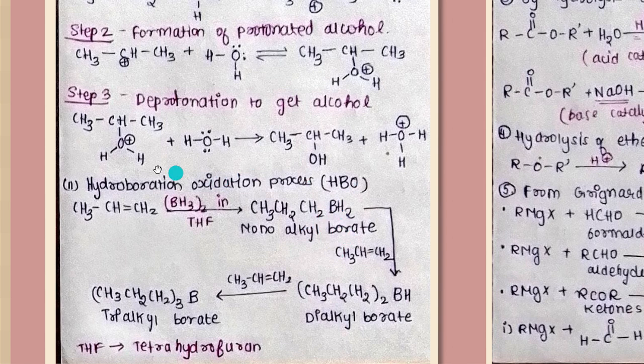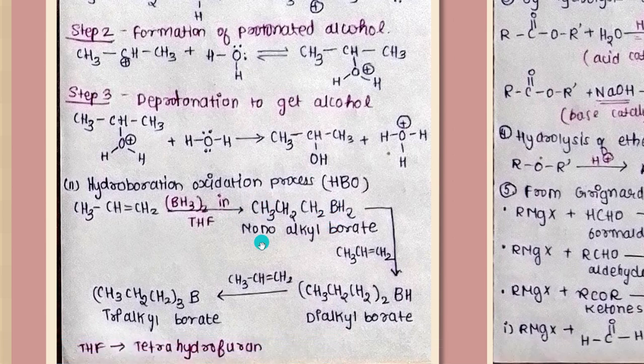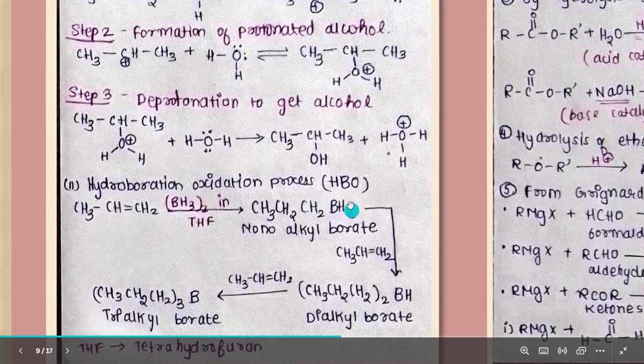Again, if we add the same alkene group to this monoalkyl borate, we will get a dialkyl borate. Again, this alkyl group will replace one more hydrogen out of this H2 and we will get CH3 CH2 CH2 2 times of BH, which is dialkyl borate. Again adding an alkene molecule, we will get finally a trialkyl borate, that is all the hydrogens of that borate ion are replaced by the alkyl groups, right?